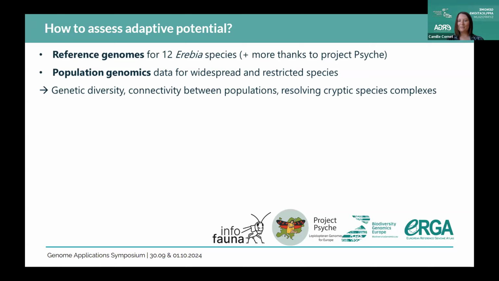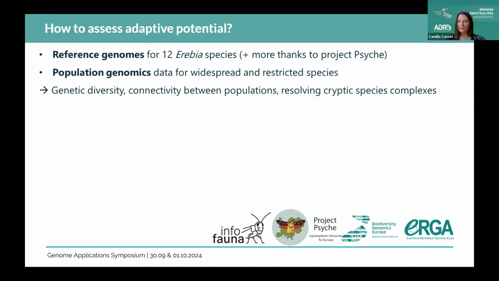And so thanks to them, we can have a lot more Arabia species to explore. On top of that, we have or will have population genomics data for both widespread and restricted species to be able to compare. This type of data can already give super important variables, like we discussed just before, that are important for conservation genomics, like genetic diversity, connectivity between populations, and resolving cryptic species complexes.